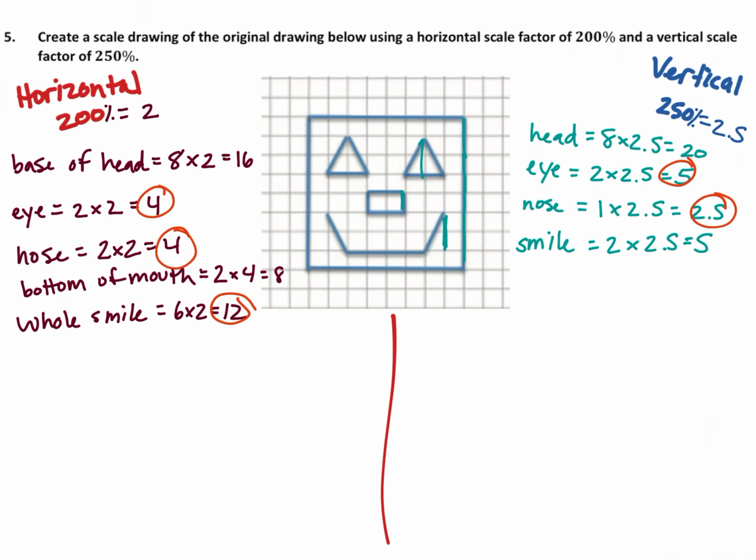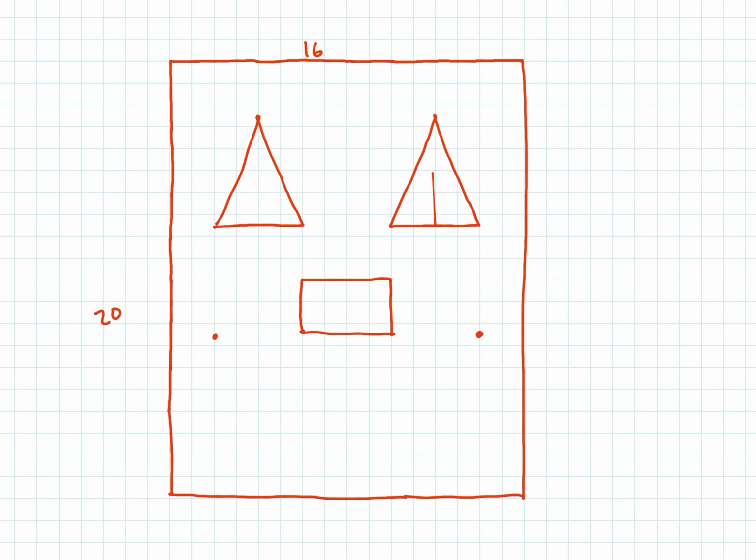Then, the bottom of his mouth is 8 wide, which is 4 in each direction. And then we're going to connect.